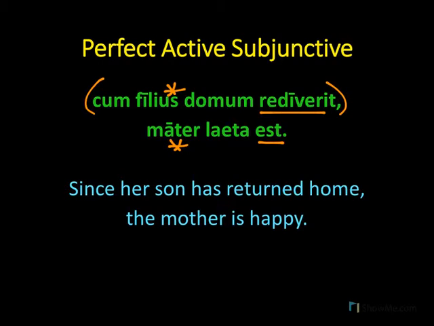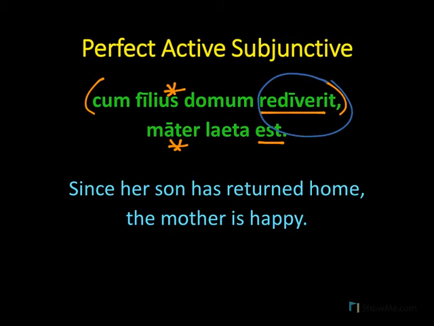Now, the word rediveret is in the perfect tense of the subjunctive. It is in the subjunctive because we are in a cum clause, and it is perfect tense to show a time relationship with the main sentence. You might notice here that we form the perfect subjunctive using the perfect stem from the third principal part. We use the key letters ERI, and we use the regular personal endings, which include T.